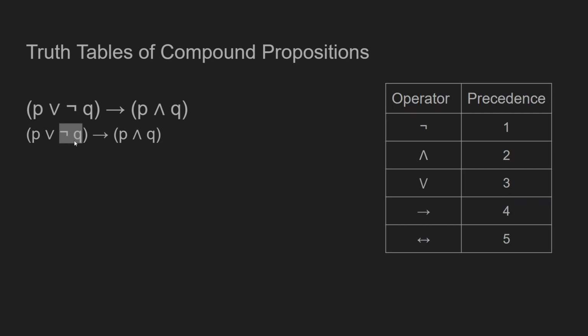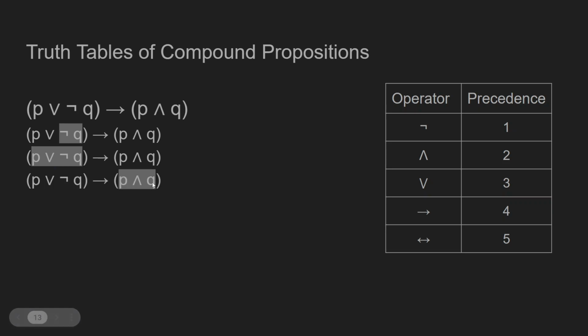First, you have to find out not Q. Then you have to find out P or not Q. Then you have to find out P and Q. Finally, you have to find out the whole truth table.